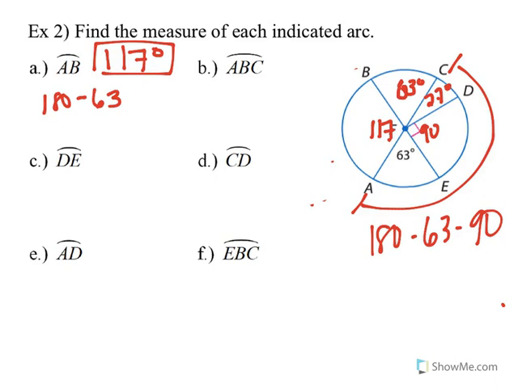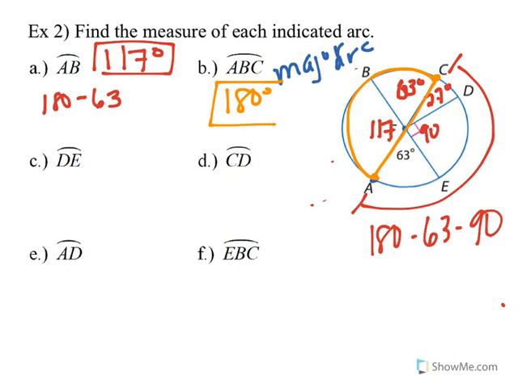It's 3 letters, so it's either going to be a semicircle or it's going to be a major arc, which means it's greater than 180. So we want to find A, B, C. So we're going to trace out A to B to C. And that arc is actually formed by a semicircle, which means how many degrees is it going to be? 180. Okay? Let's keep going.